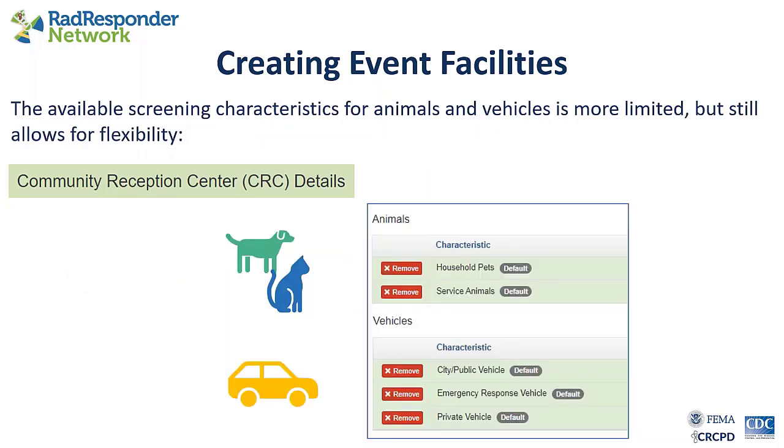For animals and vehicles, these are the characteristics we track: household pets and service animals. And for vehicles, either city public vehicle, emergency response vehicle, or private vehicle. You can remove these, so if it doesn't matter to you whether it's a household pet or service animal, you can remove them and just track animals, and same with vehicles. So we really recommend that when you go through this, you think about what you would realistically be tracking and apply that to the CRCs that you create.